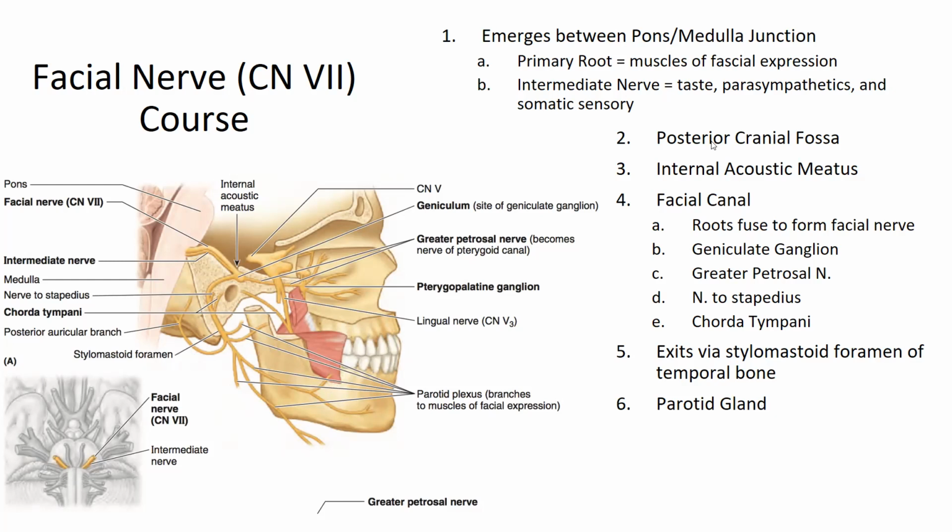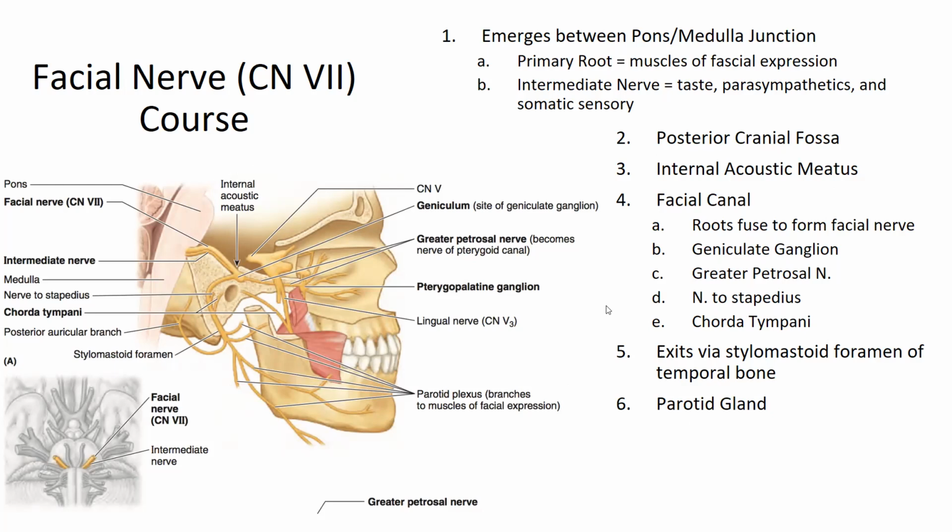Let's see what else is high yield on this. Parotid gland, yep. So it starts posteriorly, at the pontine medullary junction. It is split into roots, but don't worry about that right now. Posterior cranial fossa, then the internal acoustic meatus with cranial nerve 8, as we talked about earlier. Then through the facial canal, where there's a ganglion, which gives off the greater petrosal nerve and nerve to stapedius, as well as the chorda tympani, which is probably the only relevant thing to you now. But in head and neck, you'll be like, oh, I remember that. And then it goes out via the stylomastoid foramen to the parotid gland, and then out into everything else.